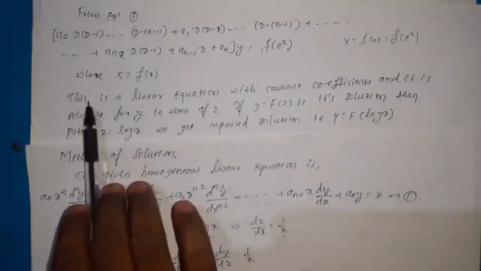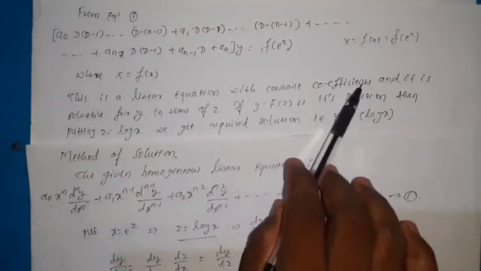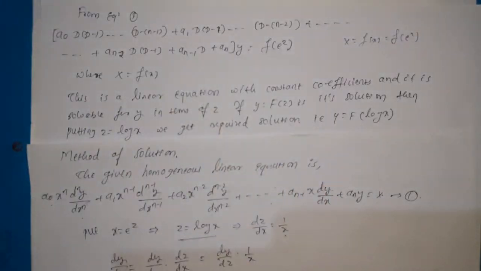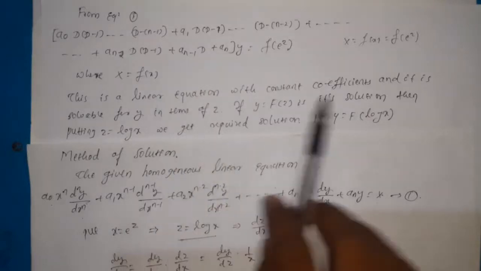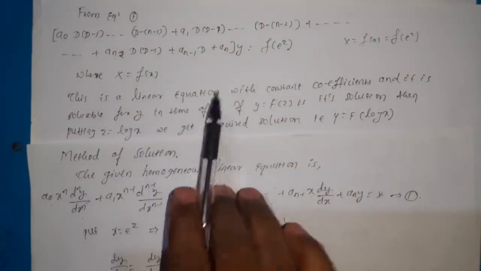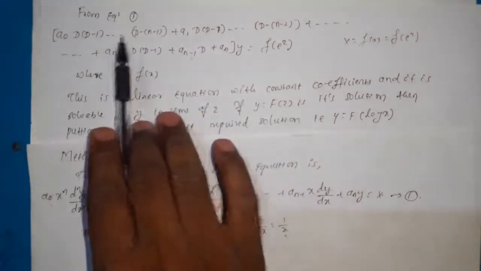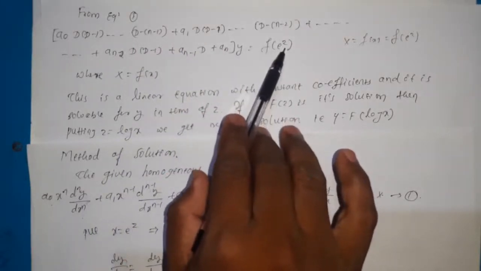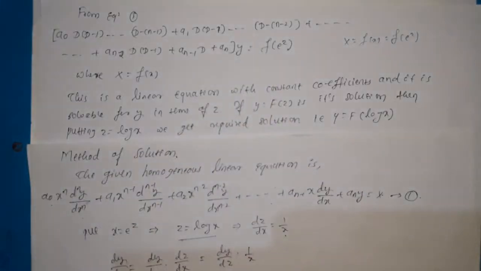Now this is a linear equation with constant coefficients. This equation is the same as the equation which we have already solved in the previous unit, right? So it can be solved easily because we have already completed that unit. It is solvable for y in terms of z, because the equation is f of D into y equals a function in terms of z, so the solution will come in terms of z only.